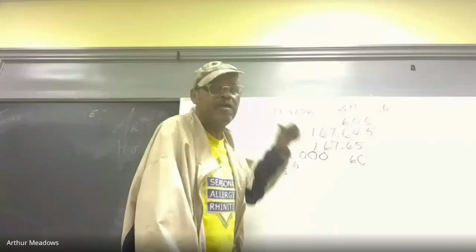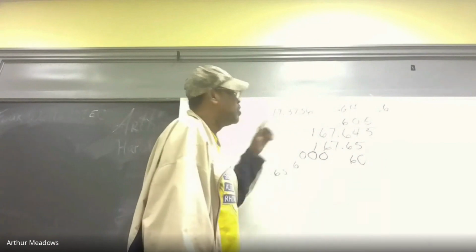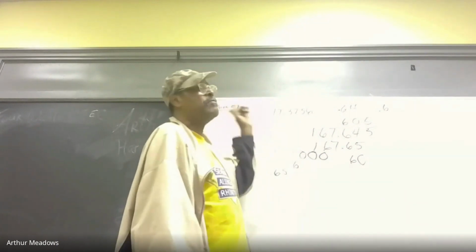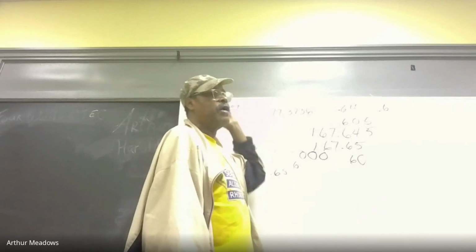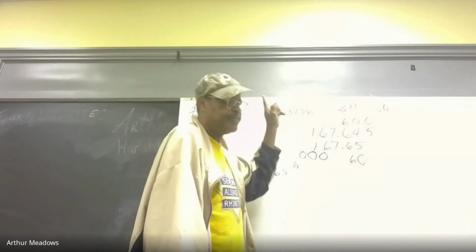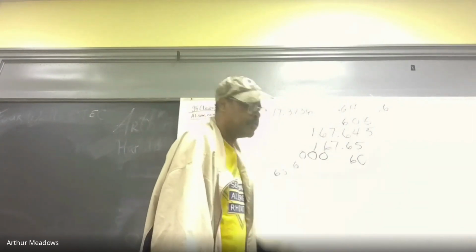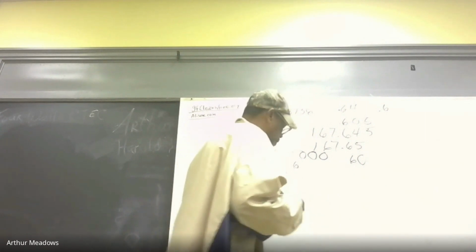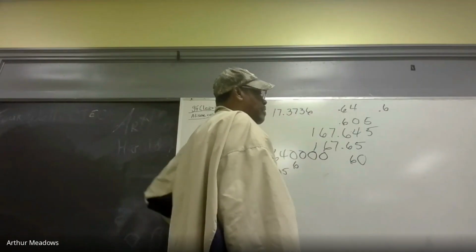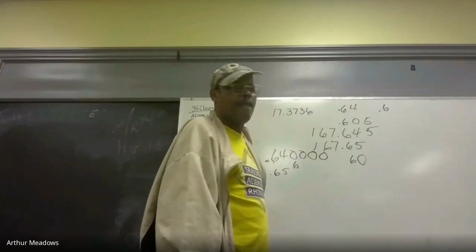Yeah, anything under a 5, you do nothing. Anything 5 or above, it increases the number before by 1. So whatever that last number is in the 100th, you look at the next number and see if it's 5 or above. If it's below 5, you stick with what you came up with. 5 or above is switch. Okay, I got you.